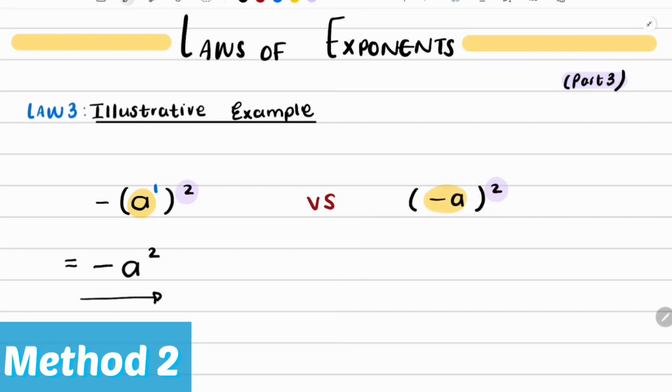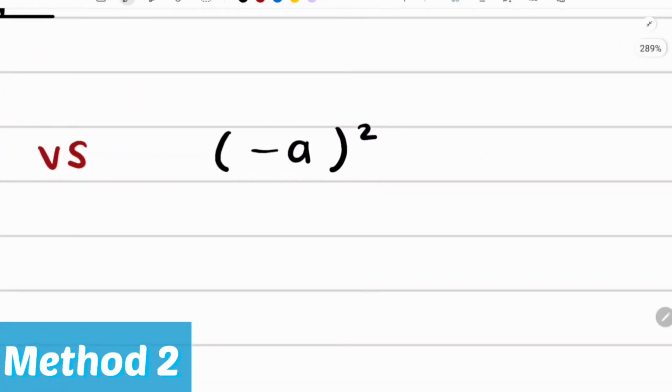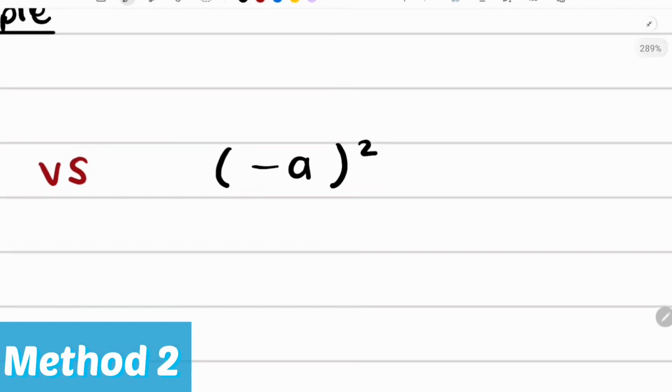So what's actually happening is negative a is being squared. Negative a squared would be equal to a squared. But I want to show you why this happens step by step. You see, if you're looking at the negative and you're looking at the a, what we don't see is that there's actually a coefficient in front of the a.